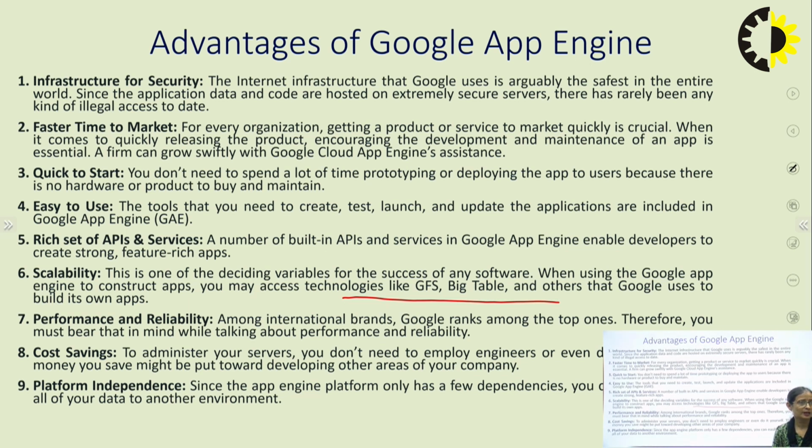Performance and reliability. Among international brands, we are aware Google is among the top ones. Therefore, we must keep one thing in mind: Google provides very good support in terms of performance, reliability, and security. Cost saving: to administer your servers, you don't need to employ engineers, because again, all the maintenance, administration, and updating goes to Google itself, the Google team. Platform independence: the App Engine platform has only a few dependencies. You can easily reload or relocate all of your data to another environment.